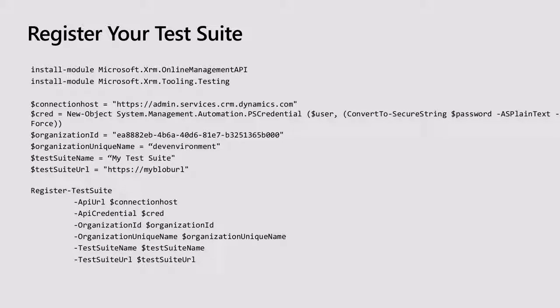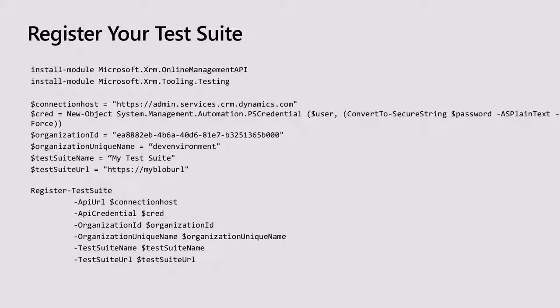The organization ID and the organization unique name are available on your discovery service when you do the discovery for the instance. The test suite name can be whatever you prefer. And then the test suite URL is essentially the URL that you're providing us to go through and pull in the test DLLs that you provided.